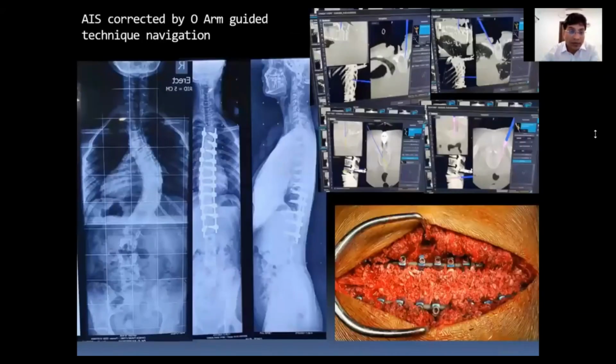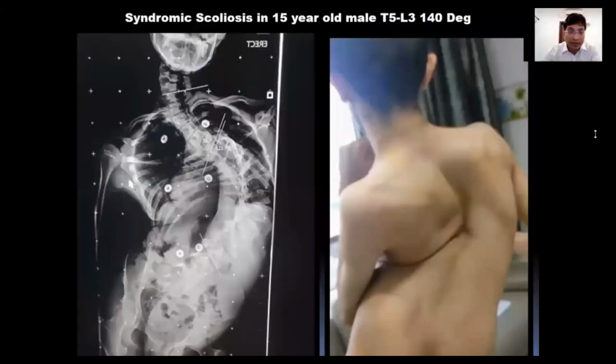So this is a patient with adolescent idiopathic scoliosis corrected by an O-arm based navigation technique. You can see on the right side, the pedicles are calibrated by the pedicle probe and with the use of navigation. So the placement of screws is almost 100% accurate.